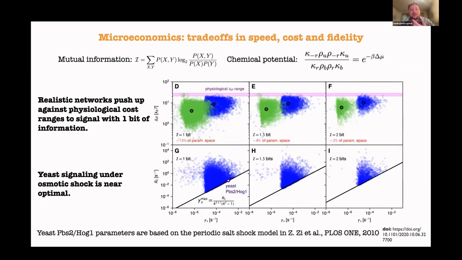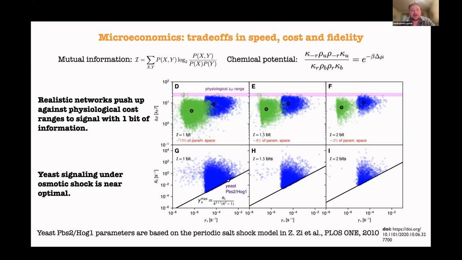And so basically what we do is we draw thousands of times from these distributions, and in green we show the minimal cost, the cost at the slow finite speed, and in blue we show the maximal cost at the bandwidth. And so what we see basically is that all of these push-pull loops push up against the physiological range of delta mu. And what that basically signals to us is that these push-pull loops were designed in order to signal robustly at any speed. And again, we see that the percentage of parameter points that allow for this robust signaling is greatly diminished as we increase the information content.